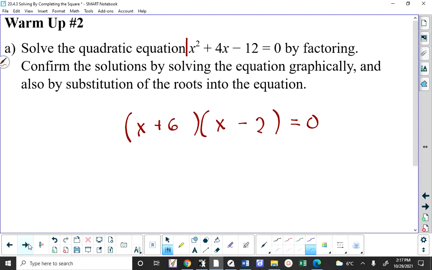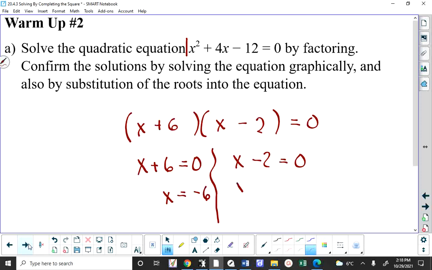Which means you go through this whole rigmarole of x plus 6 equals 0, which we'll solve in a second, and x minus 2 equals 0, which I hope everybody is just tired of doing. Because you really ought to be able to look here and tell me these answers. Right? You shouldn't need to write down that intermediate step.